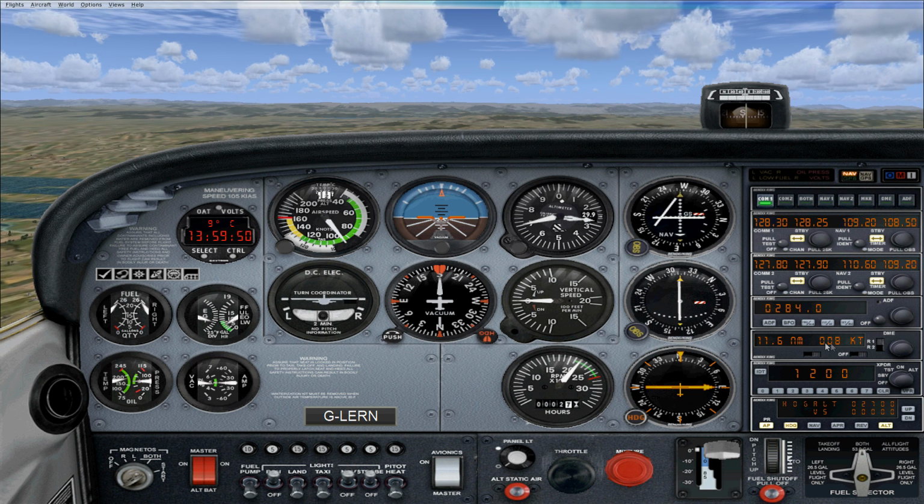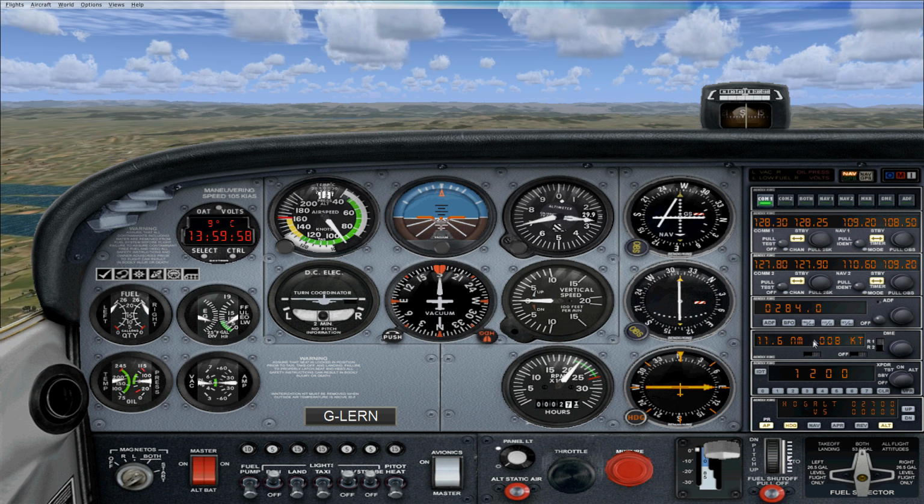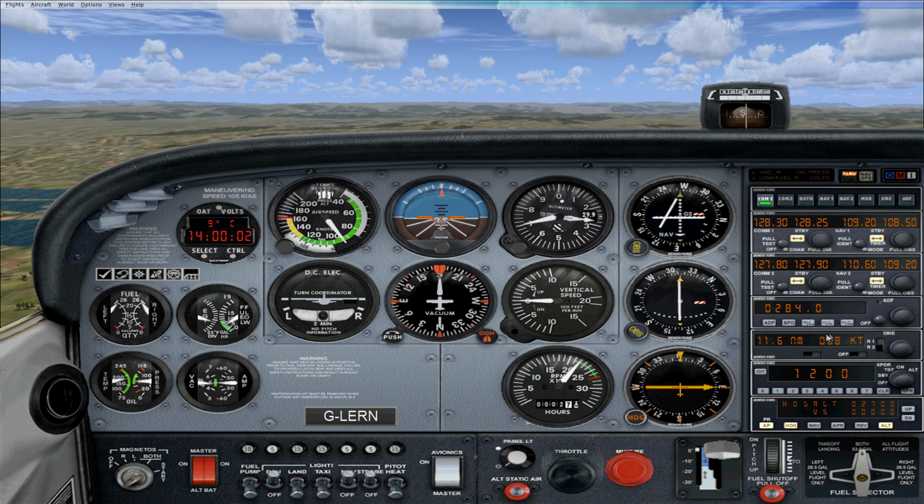Now it will jump slightly when you make the turn, because effectively you are ever so slowly moving towards the VOR station at this point, but you'll notice as we fly this leg of the journey, the ground speed will get lower and lower.